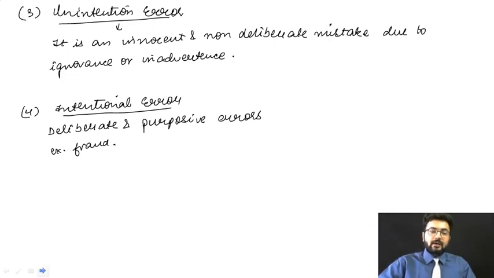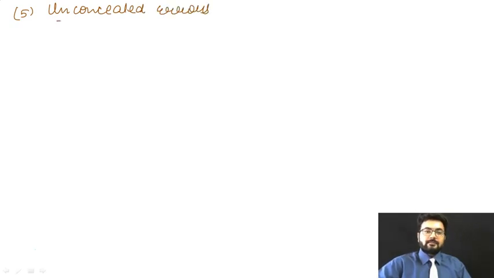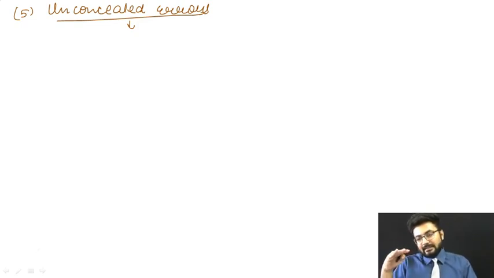Should I go ahead? Now, moving on to the next. Point number 5 talks about unconcealed errors. These kinds of errors are similar to unintentional errors, though. That means the error is sustained on a basic review of accounts. While doing a basic review, you will come to know about it. So this is again an unintentional error. Leave it.